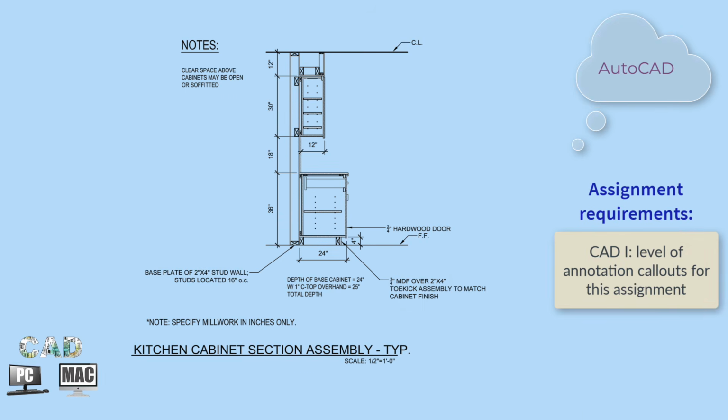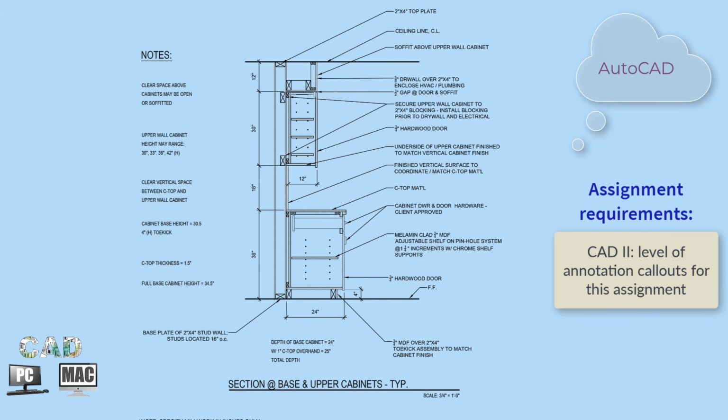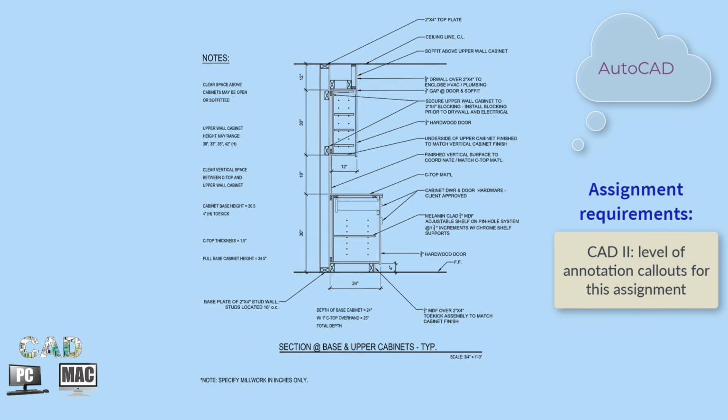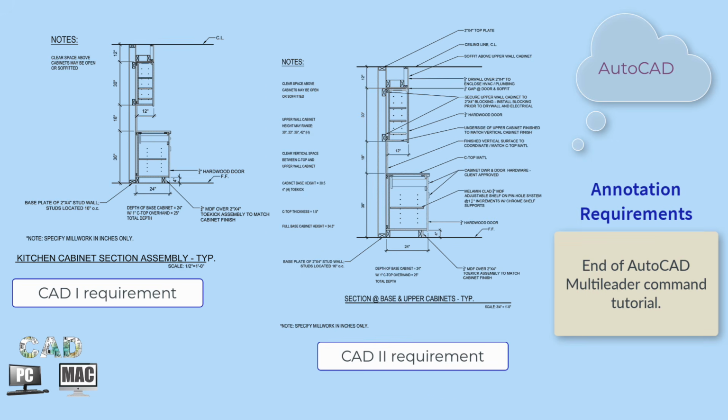This illustration denotes the required annotation using text and the multi-leader command in the CAD I class. If you are a CAD II or an ambitious CAD I student, then you will finish the section detail by adding all of the notes seen here. This ends the tutorial for using the multi-leader command in AutoCAD for annotation callouts.